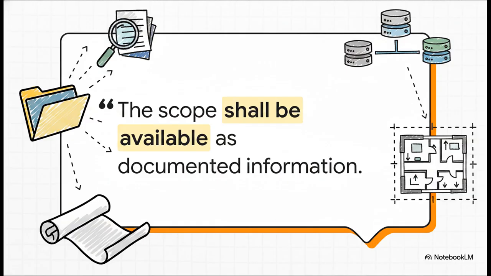An auditor isn't going to just take your word for it, right? They thrive on paperwork. So this could be a formal scope statement, a slick network diagram showing logical boundaries, or even a floor plan detailing physical perimeters. But the bottom line, if it isn't documented, in the eyes of the standard, it simply does not exist.